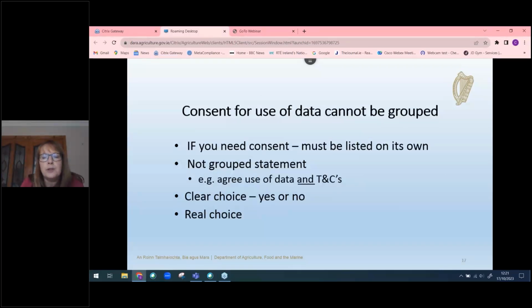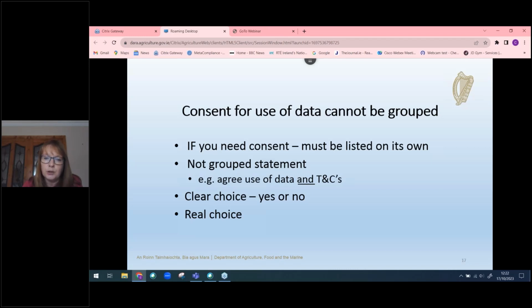So consent for the use of data should never be grouped with other things that you're asking your customer to agree to. So if you need consent for the use of data, it should be listed on its own. Do you consent to the use of your data for X, Y, and Z? Yes or no? It shouldn't be grouped. For example, you shouldn't say, I agree to the terms and conditions of this scheme and to the use of my data, and one box at the end that they tick. That will not work as valid consent. It is grouped. They are unable to say no because it has been grouped with the terms and conditions.